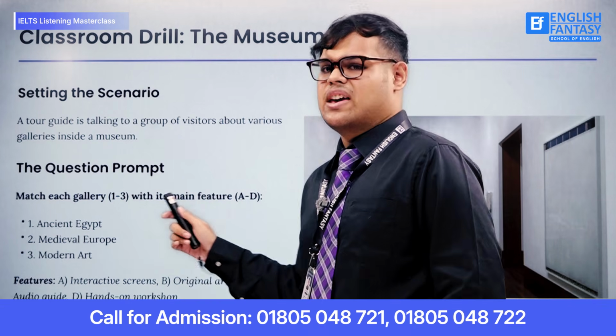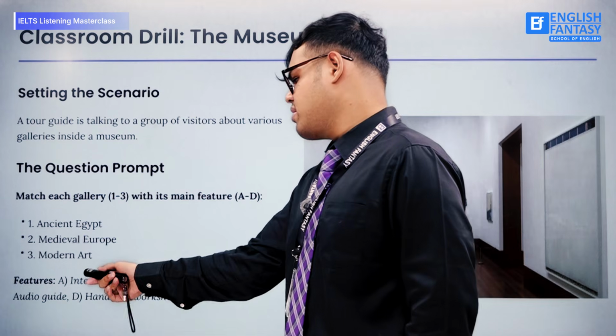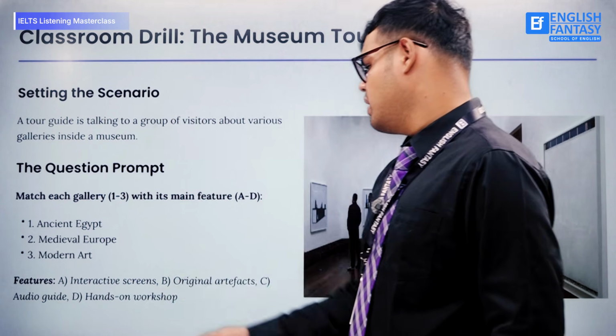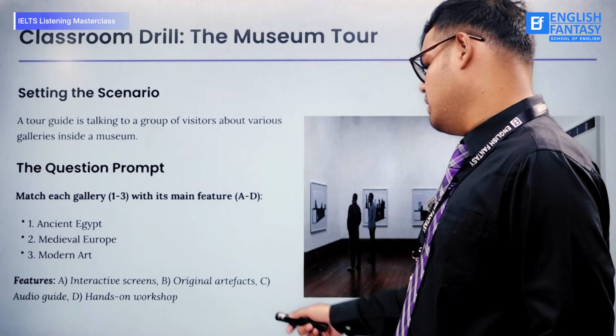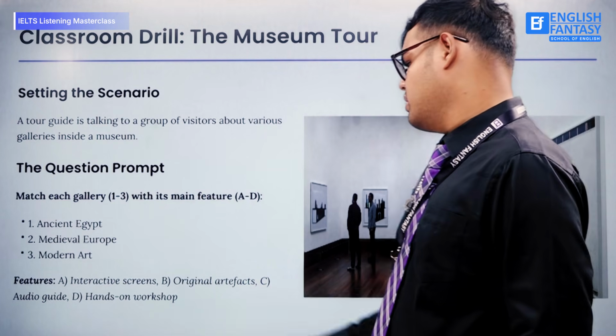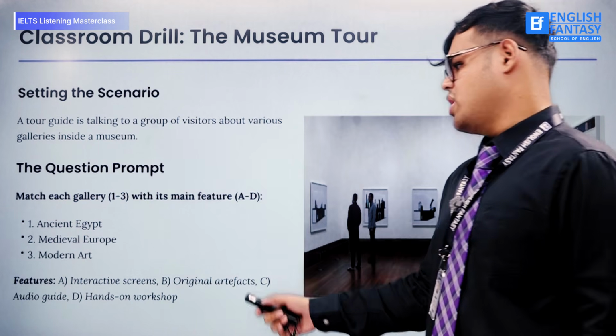First off, we have ancient Egypt. Then we have medieval Europe. And lastly, we have modern art. And the features are listed below. A, interactive screens. B, original artifacts. C, audio guides. And then D, hands-on workshop.